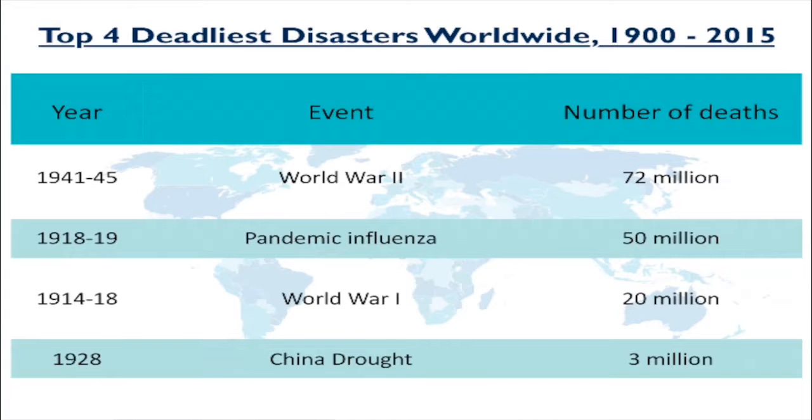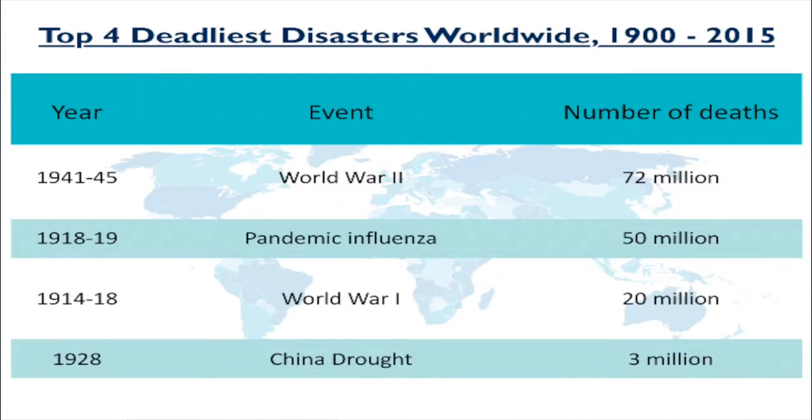I want to show you this particular table because I think it's very important to recognize these top 4 disasters worldwide, when we categorize them according to the number of deaths, because it's actually very remarkable and very stirring. World War II, we would classify as the largest number of deaths of any disaster during the past 115 years. 72 million deaths associated with that particular world war. Number 2 is actually pandemic influenza in 1918 and 1919. In that period of time, 50 million people lost their lives from this global pandemic.